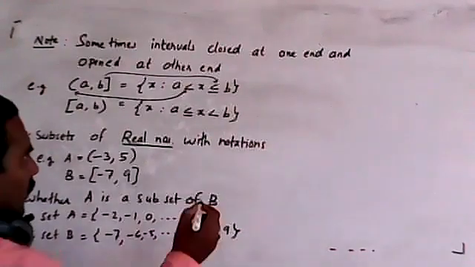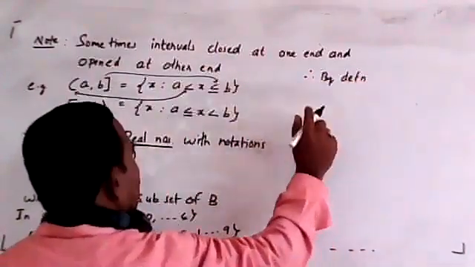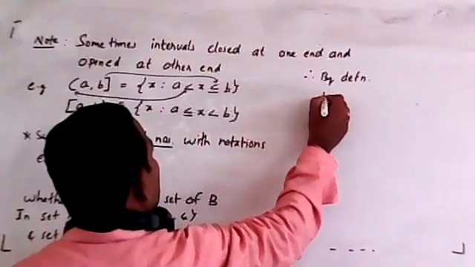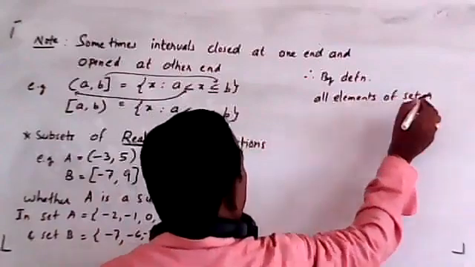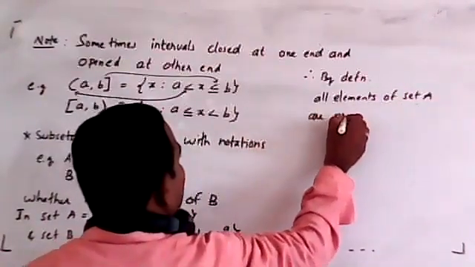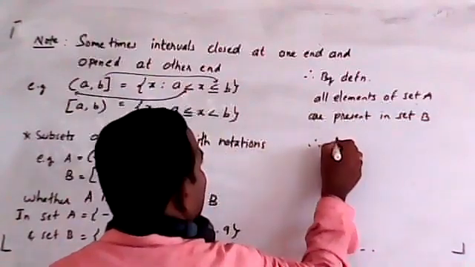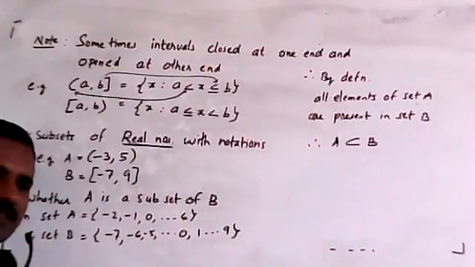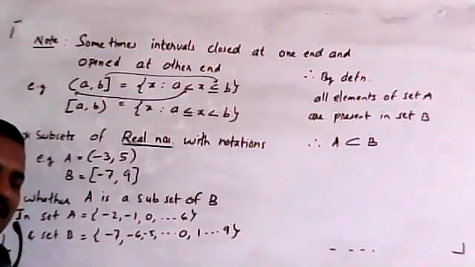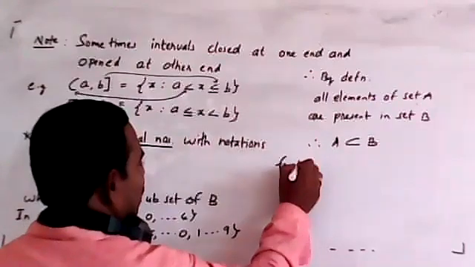Therefore, by definition, what does the definition tell? All elements of set A are present in set B. Therefore, I can tell that set A is a subset of set B. You agree? Not only that, set A is a proper subset and set B is a superset. Okay, in detail, further you can take it, if you want further knowledge.